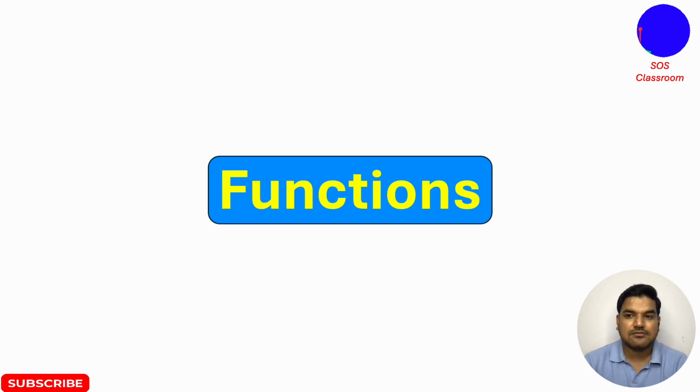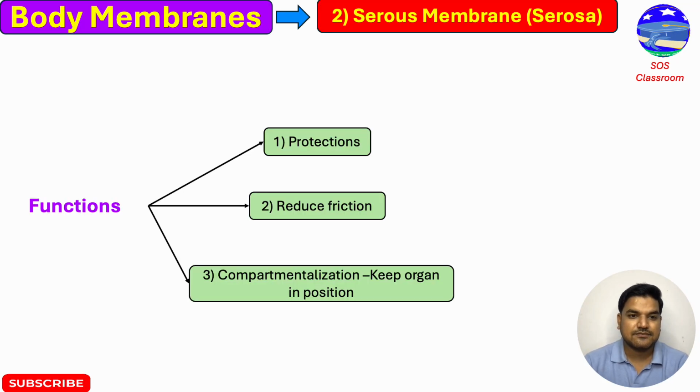Next, what are the functions of the serous membrane? Number one, protection from different types of bacteria and different types of physical injuries, and reducing friction, and compartmentalization. Compartmentalization means keeping the organs in position.